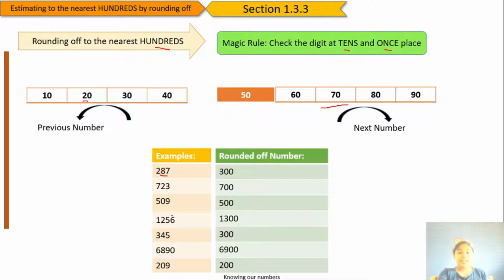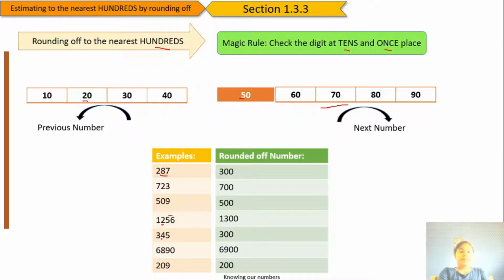You see this number 56? Anything between 50 and 50 will be rounded up to the next digit, which makes it 1300. And make sure to change this number also. You cannot write it as 1260. Then if you write it like that, it will become rounded off to the nearest tens, not hundreds.